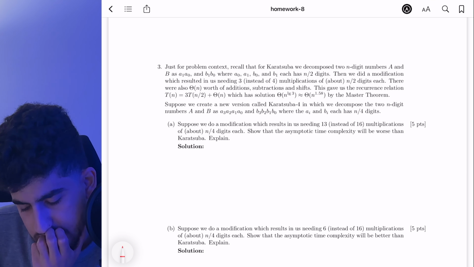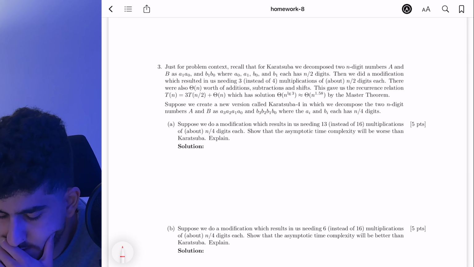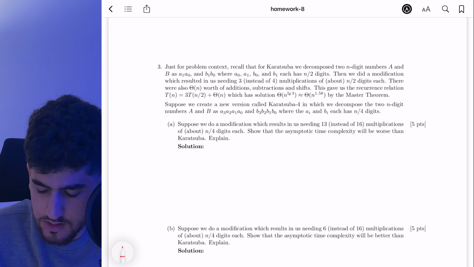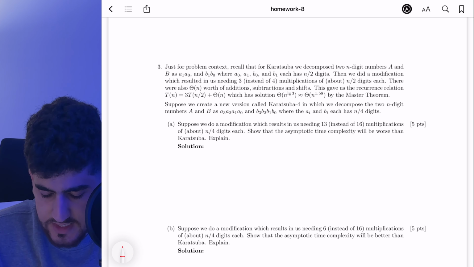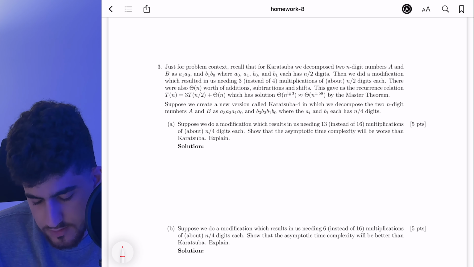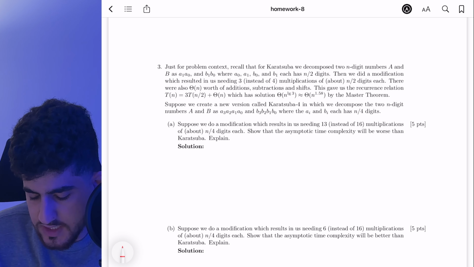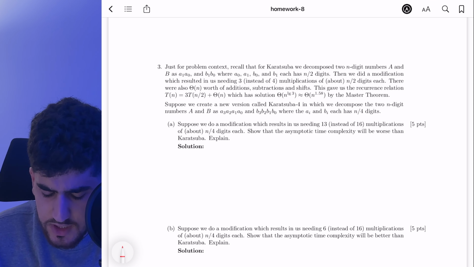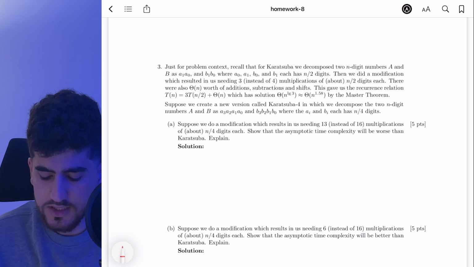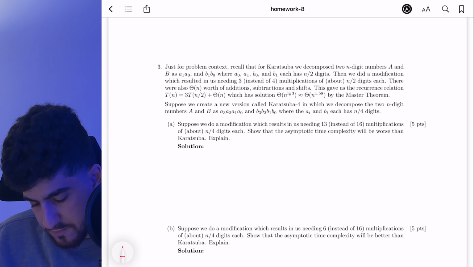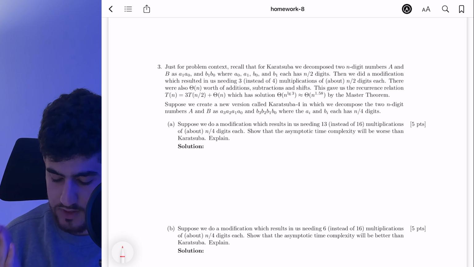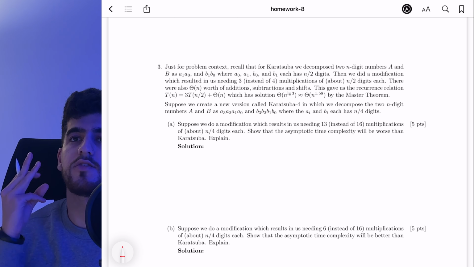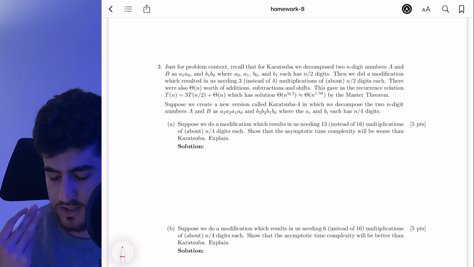Okay, let's solve the next problem. Just for problem context, recall that for Karatsuba we decompose 2 n-digit numbers a and b as a1 a0 and b1 b0, where a0, a1, b0 and b1 each has n half digits. Then we did a modification which resulted in us needing 3 instead of 4 multiplications. That's exactly what I told you about Karatsuba. The whole idea is about just calling the function 3 times instead of 4 times.